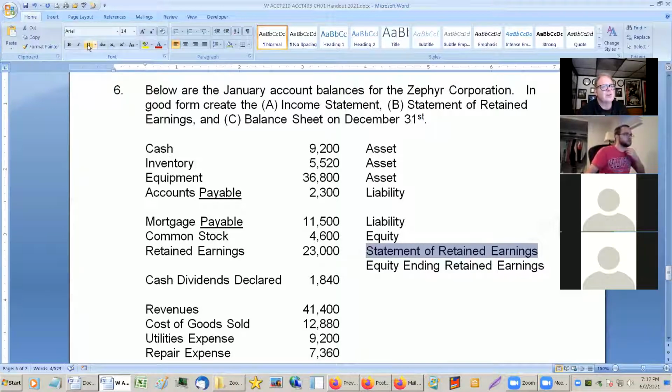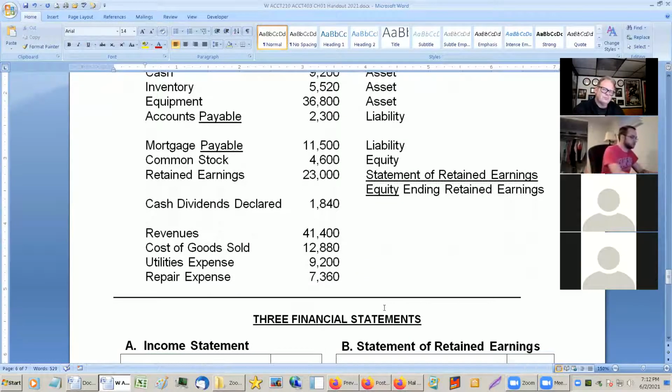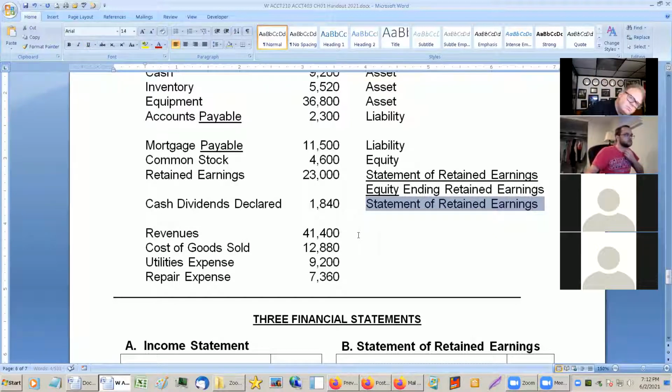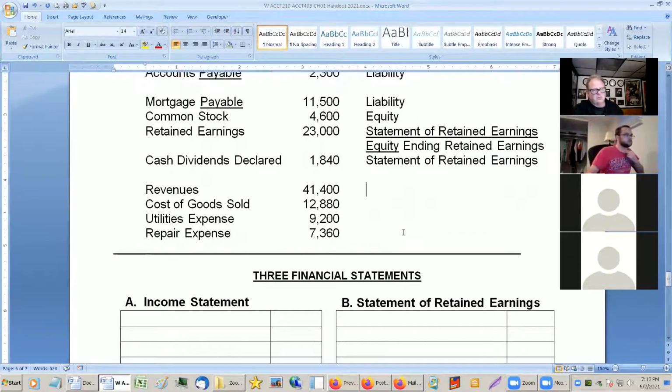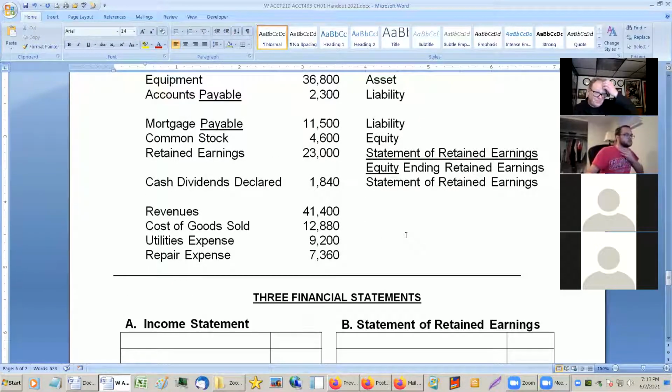So the 23,000 will go there, but then the ending will go in the equity section. Dividends, where do they go? Retained earnings. Yep, retained earnings. Revenues go where? Income statement.